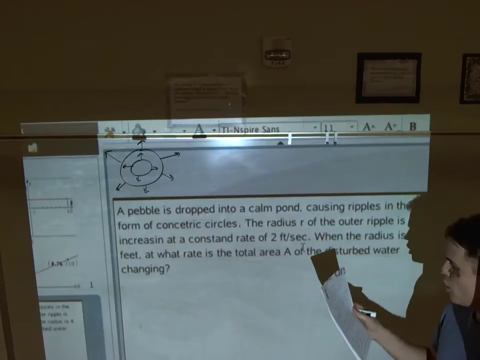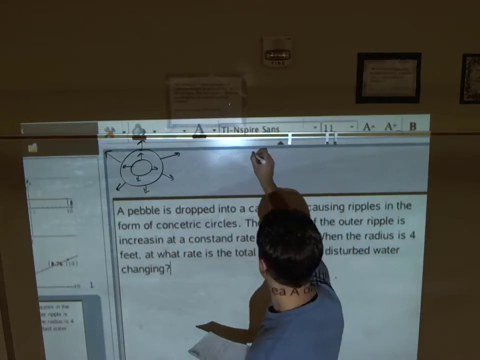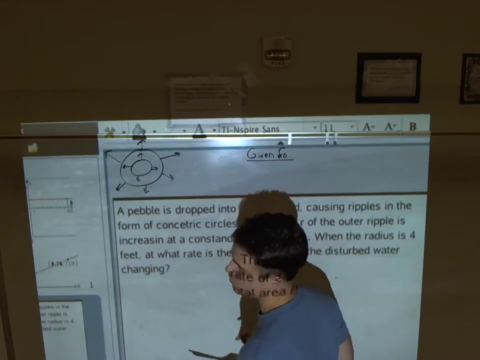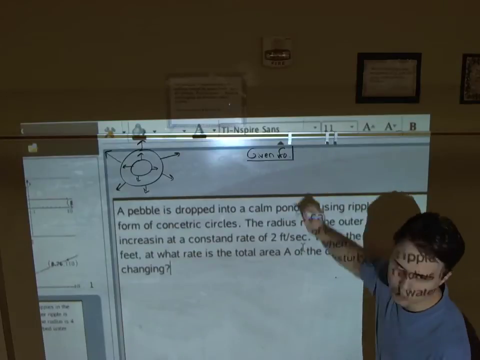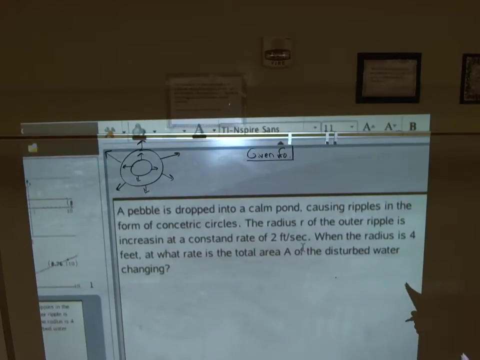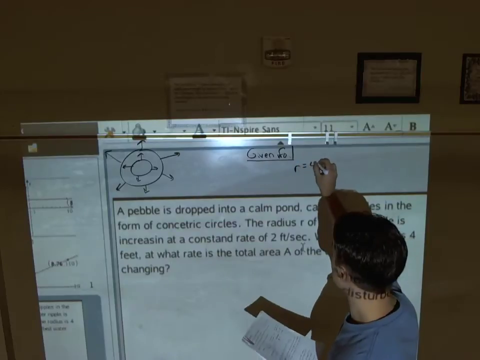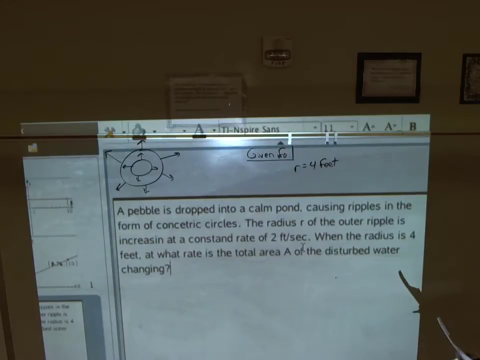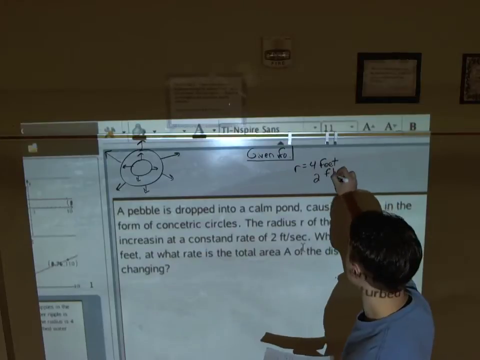The next thing that I like to do is write down my given info. This is really, really important for these kinds of problems. So what kind of info did they give me? And I need to label it very correctly. So what do I have here? I have that r equals 4 feet, right? What else did they give me? 1 feet per second? Or 2 feet per second? They gave us that, so that's 2 feet per second.